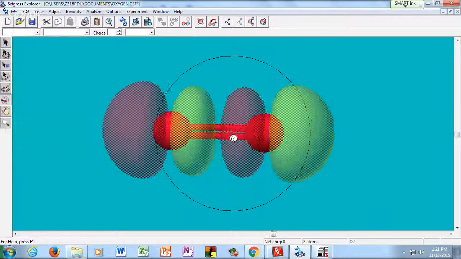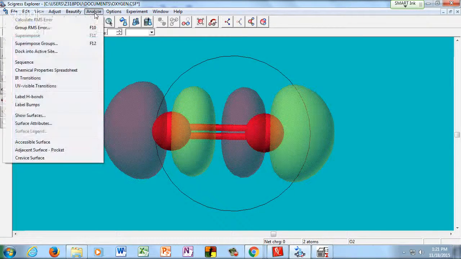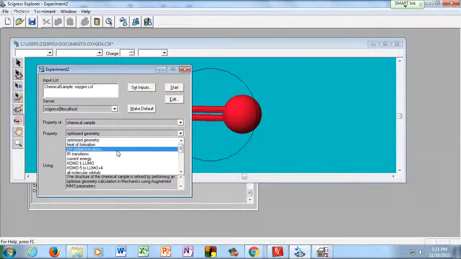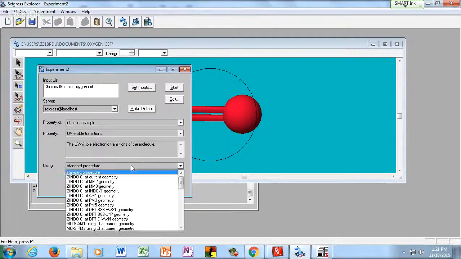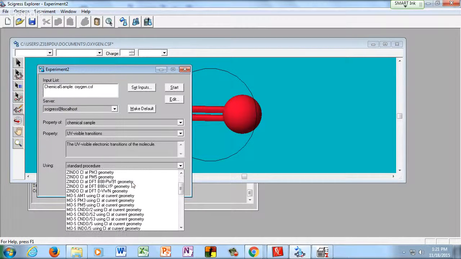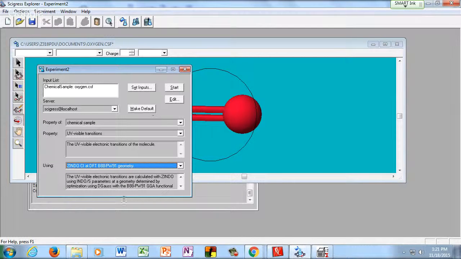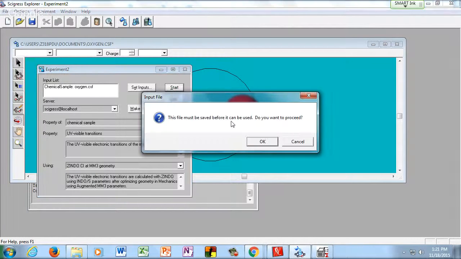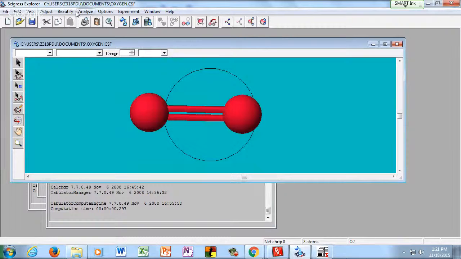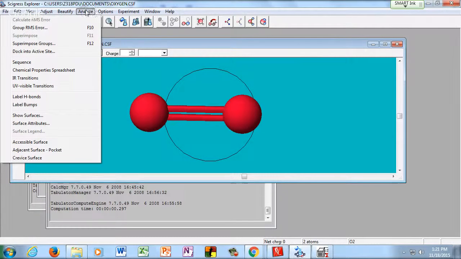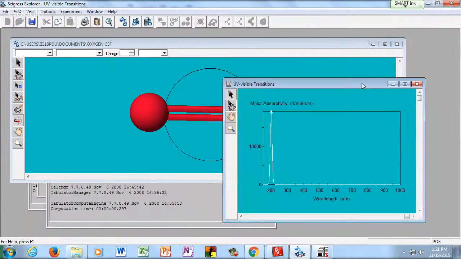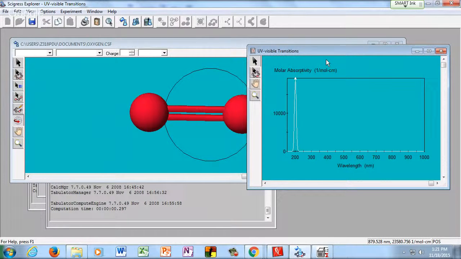Oh, yeah, we got to do that first. So another interesting thing that we can find out about this is we can run an experiment on what we call UV-visible transitions. Let's use this one. Now let's use the same thing we've been doing. What this is telling us, it's not a very exciting one for this molecule, but this tells us where this molecule will absorb UV light.